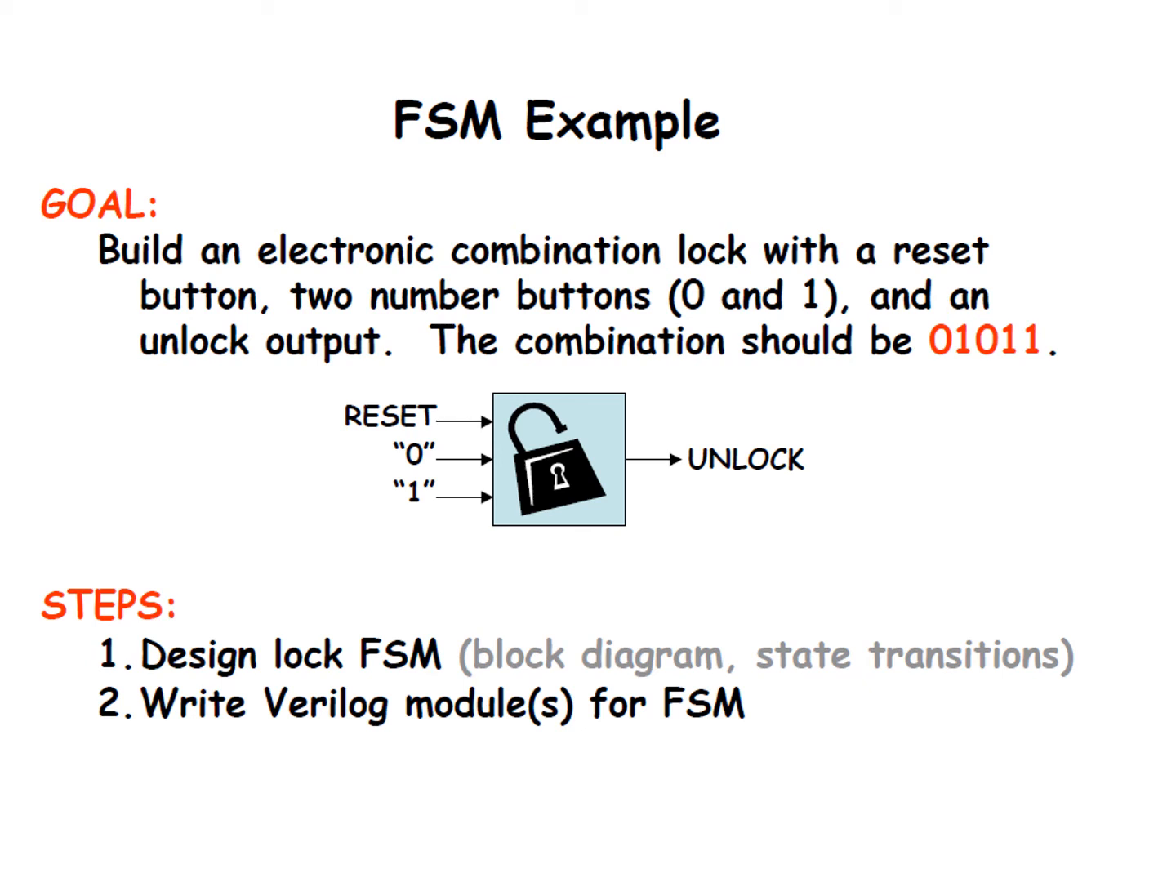Now we will see in more detail how we design the finite state machine in Verilog. We will see a more complicated example. The shown example is an electronic combination lock. Whenever we push the right sequence, the lock will be unlocked. The combination target is 0 1 0 1 1. If the keys are pushed in that order, then the lock will be unlocked.